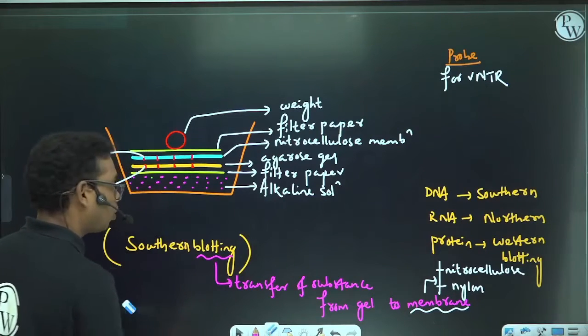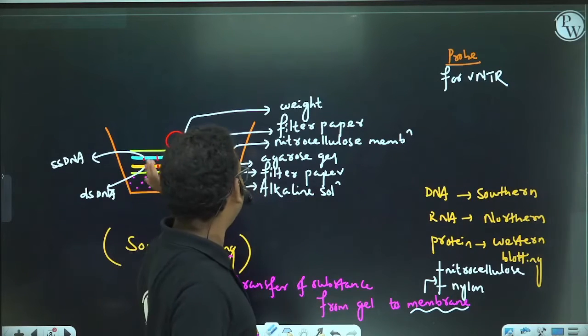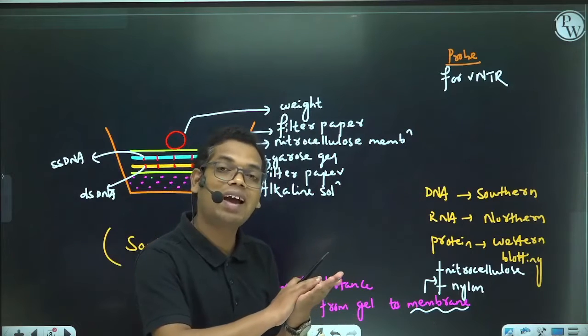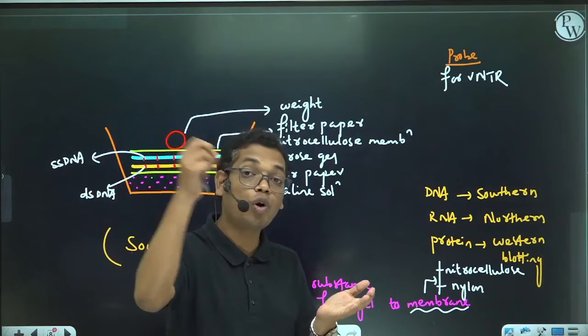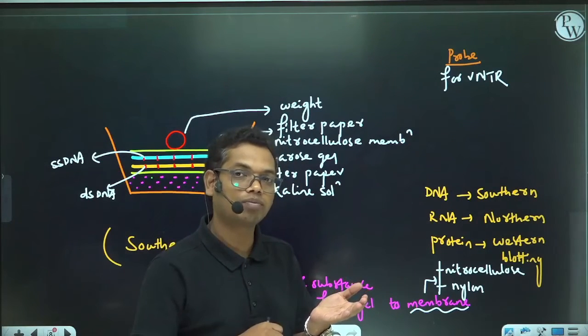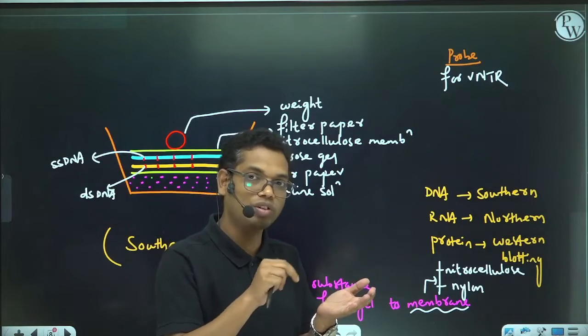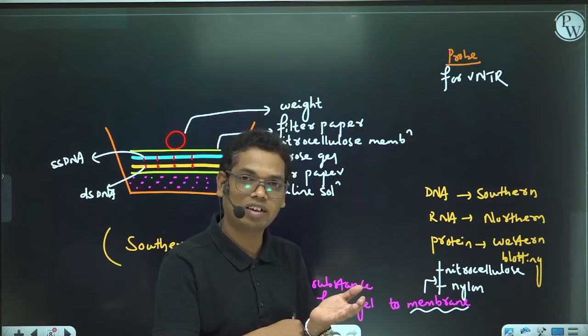Now once we perform blotting, we will separate the nitrocellulose membrane, which will have the attached single-stranded DNA fragments. Now we will add the probes designed against VNTR to the nitrocellulose membrane. Okay, so some of the probes will go and bind to those DNA molecules which have VNTR.